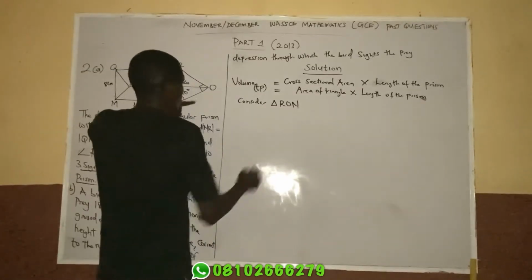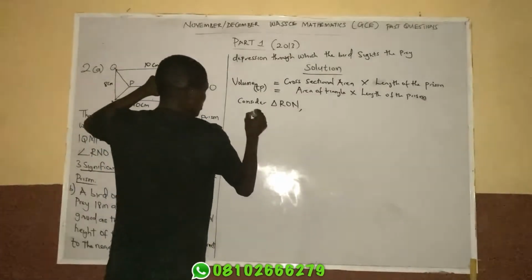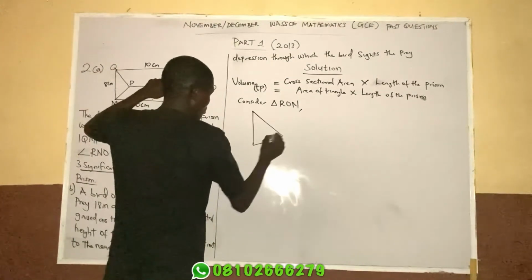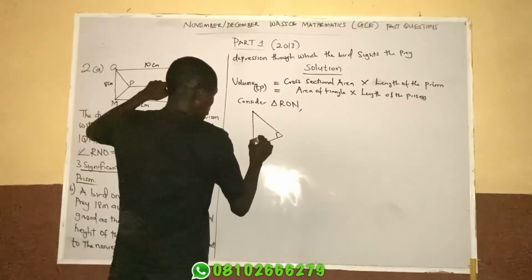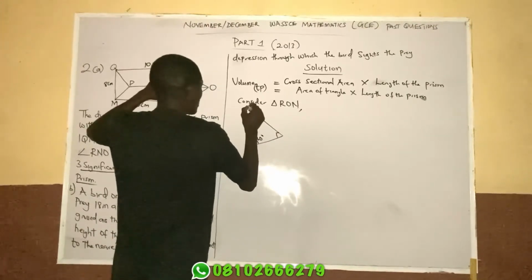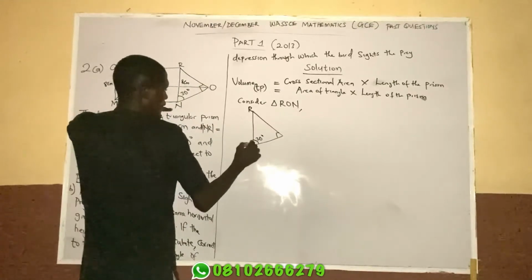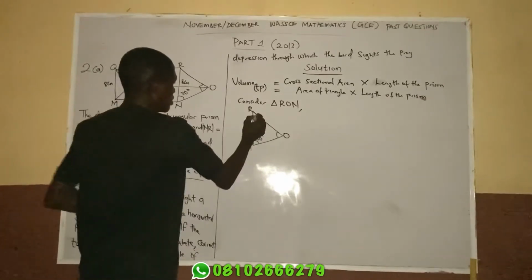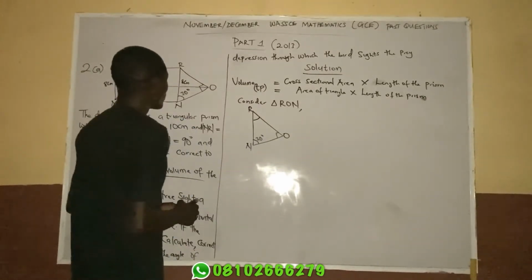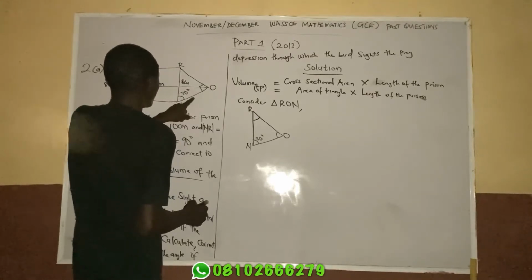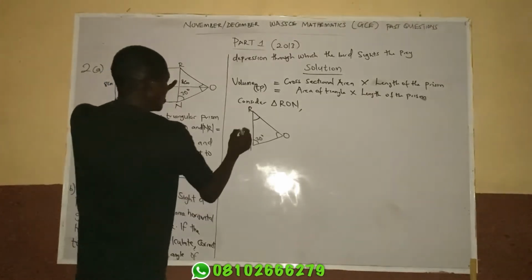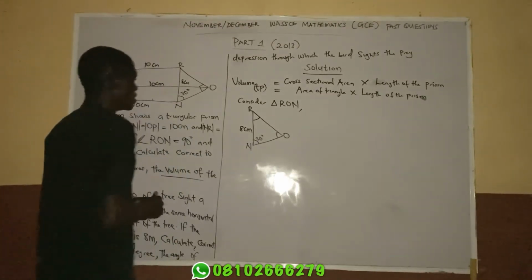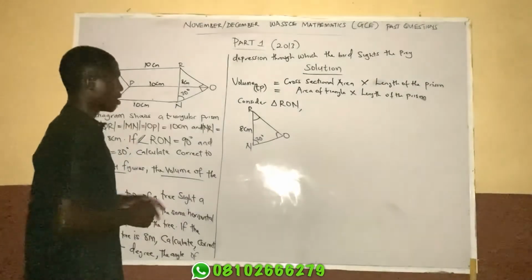Let's bring it out first. So we have something like this. This angle is 90 degrees, this is 30 degrees, and this is R, N, then O. You can see this 90 degrees is angle R. And this is given as 8 centimeters. Please don't forget, RN is 8 centimeters.